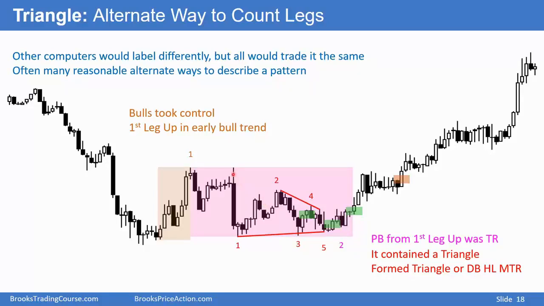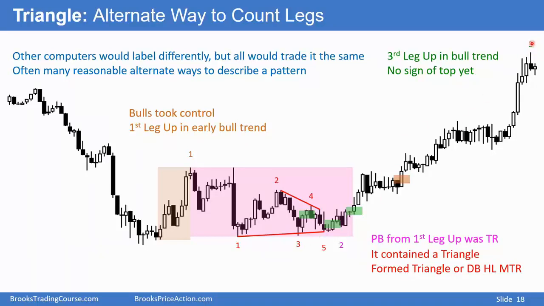You can also say that we have a bear reversal and then another triangle, and we got a bull breakout of that triangle. First leg up in a bull trend here, and then a triangle. And then you could say this is a second leg up, a pullback, and a third leg up. Or you could call this entire thing a second leg up.